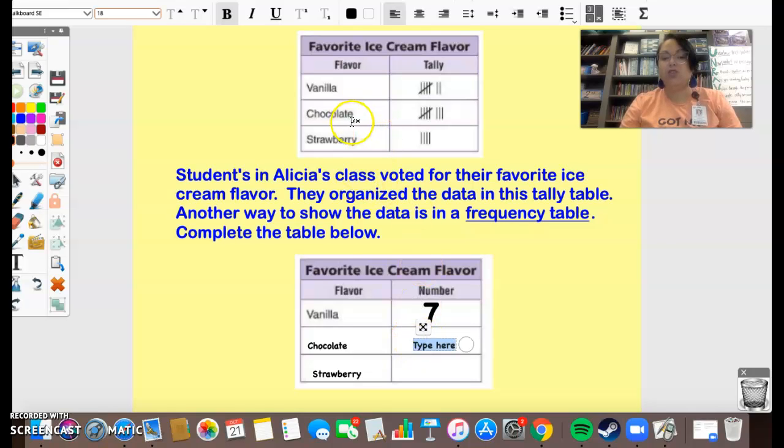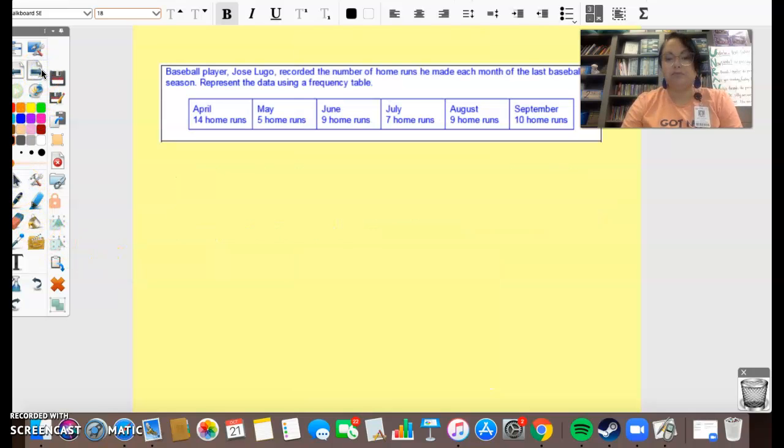So how many chose chocolate? 8, right? Okay, how many chose strawberry? 4. So you can see it's the exact same information. It's just represented in 2 different ways. This one in the frequency table uses actual numbers. In the tally table, it uses tallies. Simple as that. Okay, let's move on.